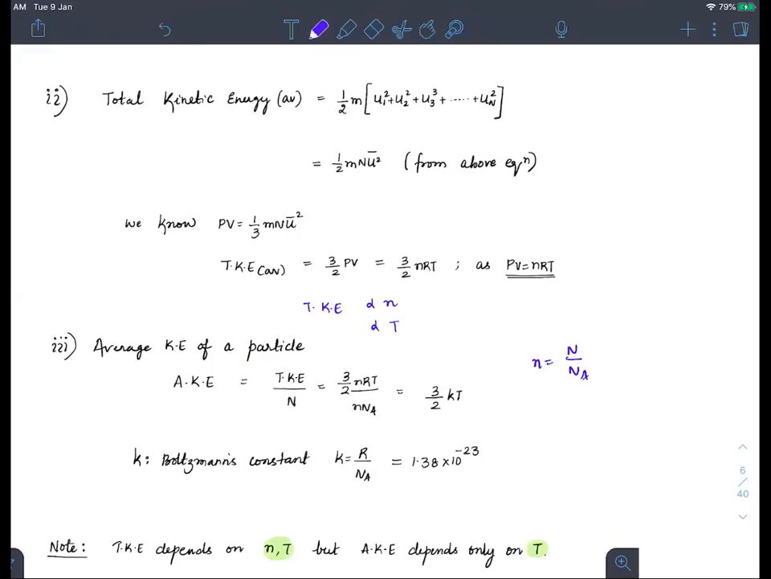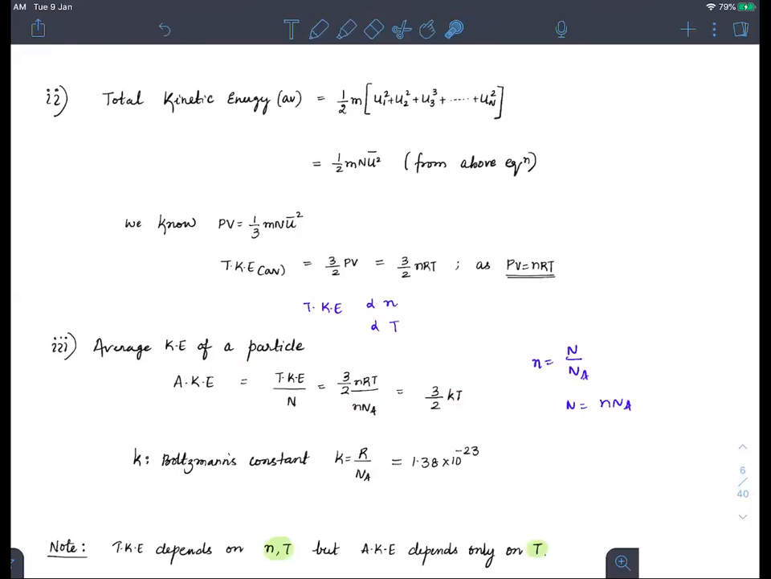N is the number of particles divided by Na, the Avogadro number. So n can be written as n into Na. I'm just replacing this n with n into Na, so this n will get cancelled. I'll get it as 3 by 2 kT. Another very interesting thing is that average kinetic energy does not depend upon the number of moles. It only depends on temperature.